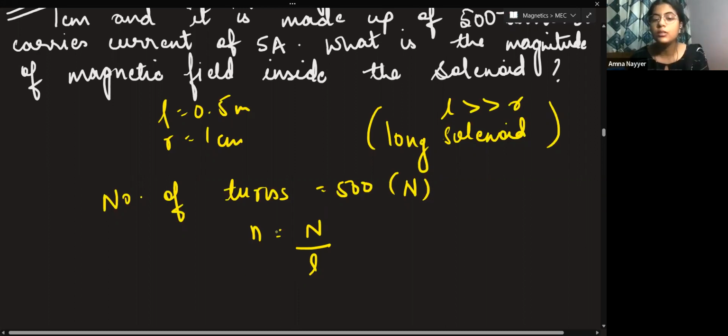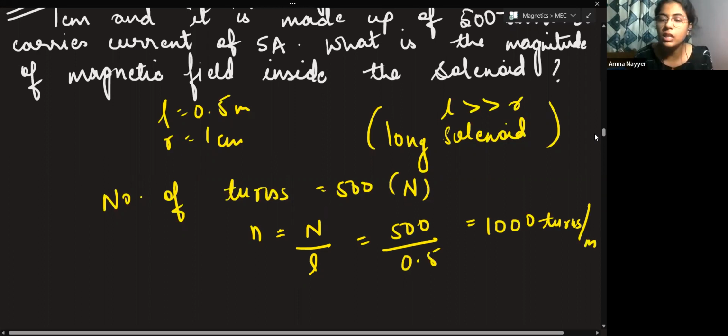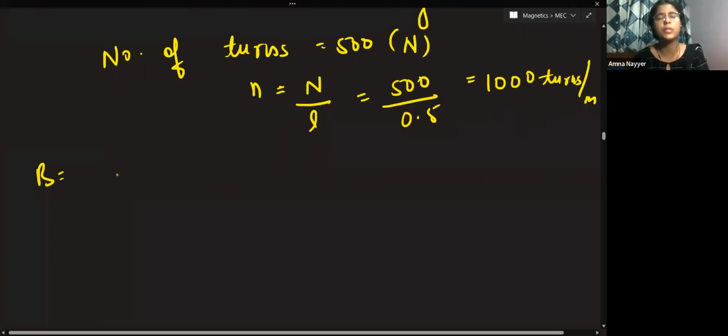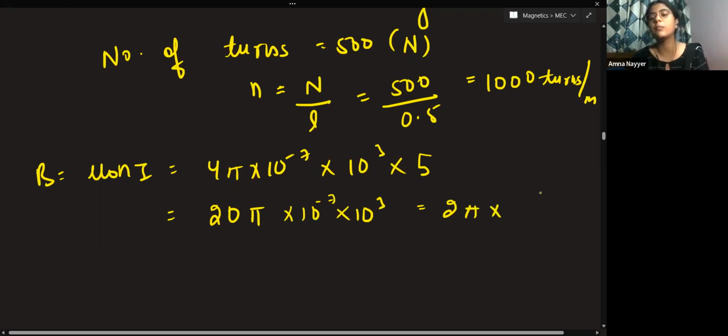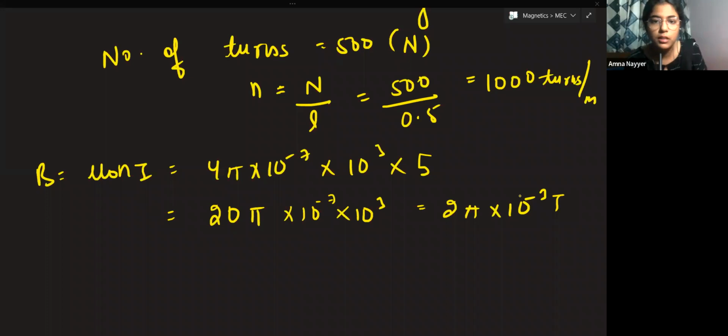That Z answered N into L. So this is the number of turns only given. So the number of turns per unit length: length is 0.5, so that becomes 500 divided by 0.5, which is 1,000 turns per meter. So now you have n. Now put it in mu naught n i. Mu naught is 4 pi into 10 to the power minus 7. n is 10 to the power 3. And current is 5 amperes. So this becomes 20 pi into 10 to the power minus 7 into 10 to the power 3. So this becomes 2 pi into 10 to the power minus 3 Tesla. Your final answer becomes 2 pi into 10 to the power minus 3 Tesla. This was missing in your answer. Everyone wrote pi into 10 to the power minus 3 because you took the number of turns as 500. The number of turns is 500, but the number of turns per unit length you have to consider. So this is the final answer.